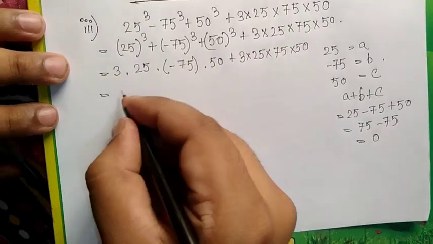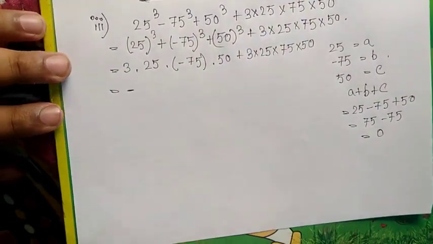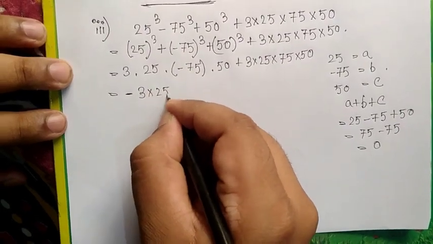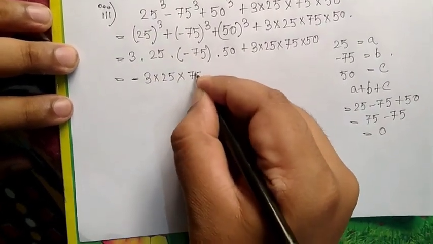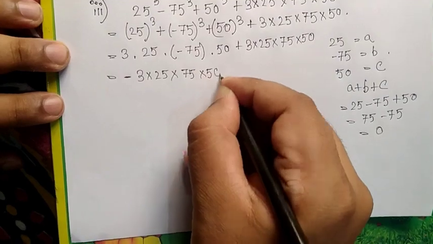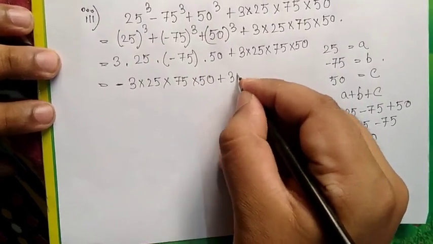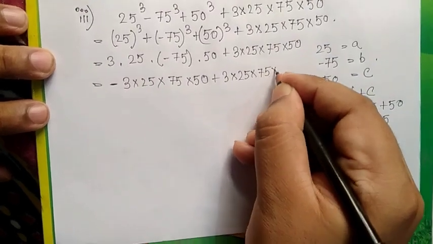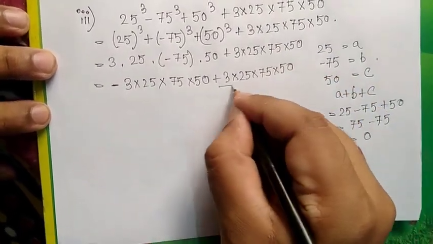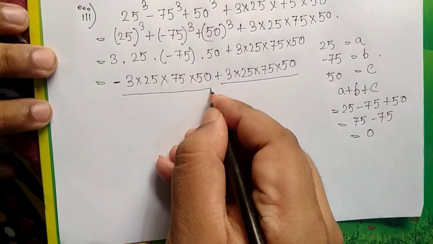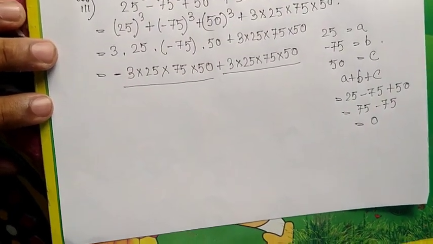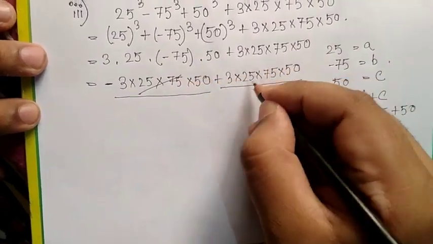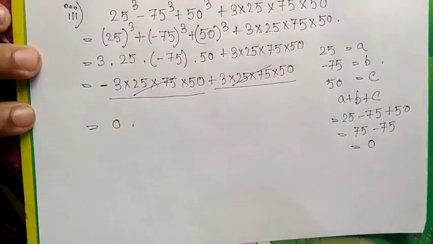So therefore minus 3 × 25 × 75 × 50 plus 3 × 25 × 75 × 50. This one and this one are both equal, but one sign is positive and one is negative, so we can cancel them. The answer is 0.